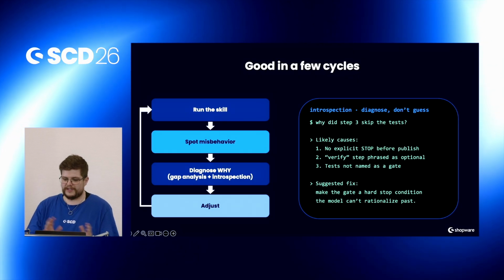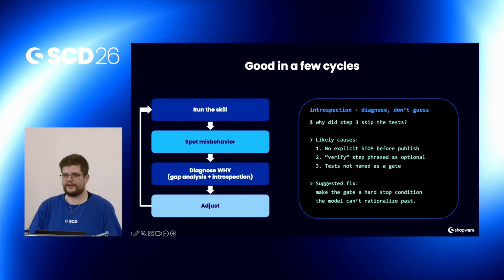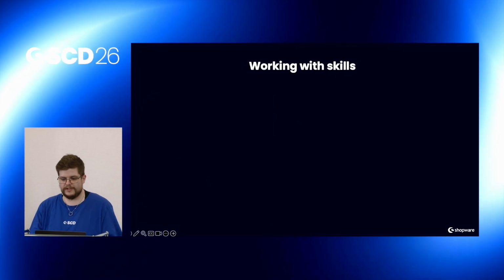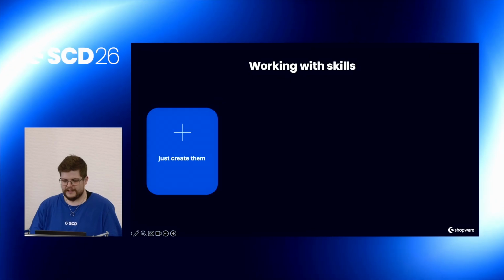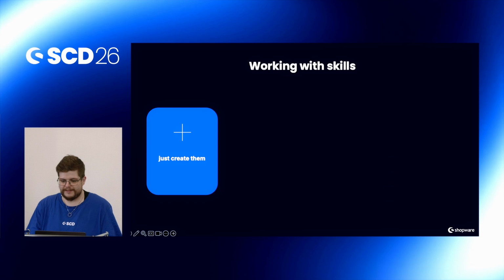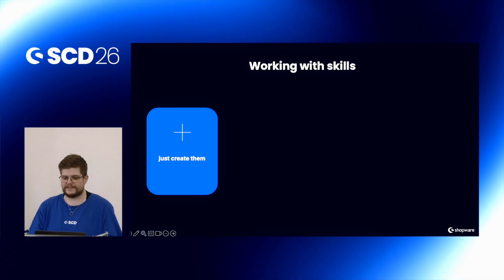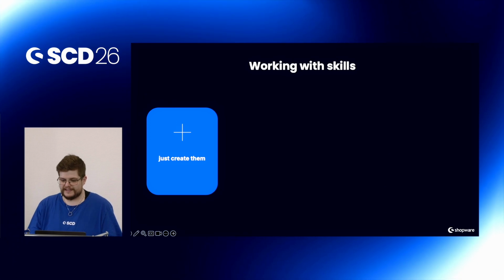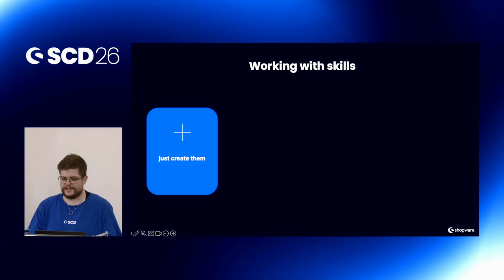And we put everything together. Working with skills comes down to 4 habits. The first habit you should learn is just create them. The third time you find yourself doing something in the same way, that's the tell that a skill is waiting there just to be created.